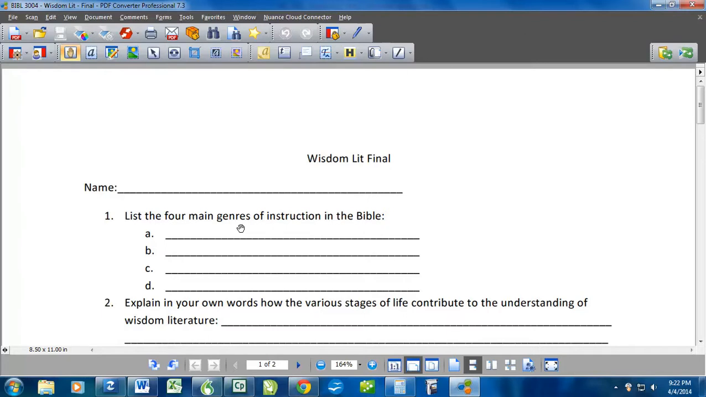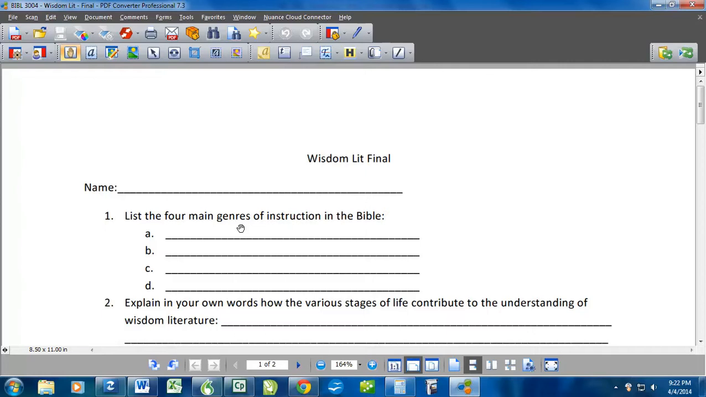law, and just more didactic and direct teaching. So like the law / teaching, however you want to say that, is another genre of instruction. Not necessarily historical. The law was given in a historical context, but reading through the law is different than reading an account of an individual's life. The third one is prophecy, right? So through the prophetic works we get instruction. And then the fourth one is the wisdom literature, which is the focus of this class. So those are what I would consider the 4 main genres of instruction.